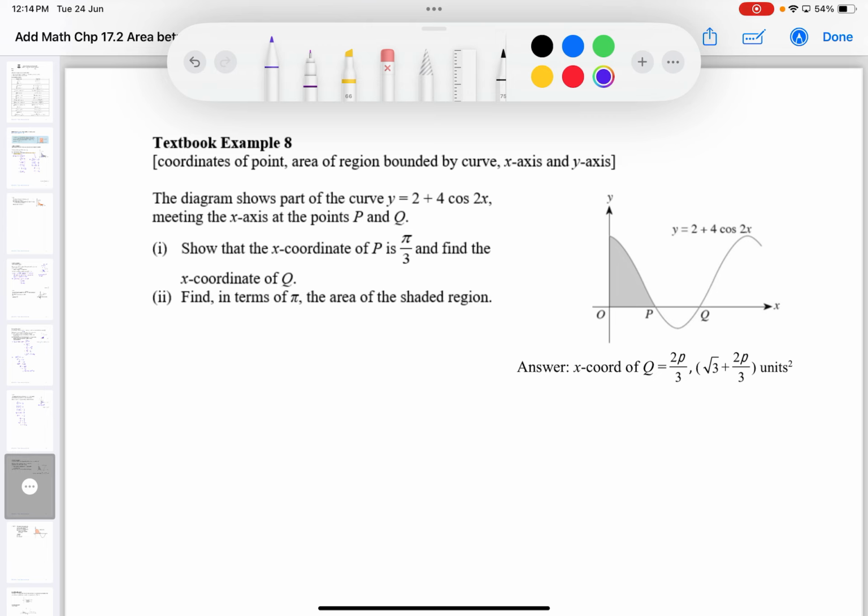Okay, so the diagram shows part of the curve y equals 2 plus 4 cosine 2x. This is a trigo function meeting the x-axis at the points P and Q. Show that the x-coordinate of P is pi over 3 and find the x-coordinate of Q. Okay, so how do I find the x-coordinate, given the equation of the curve? Yeah, so find the x-coordinate, right?